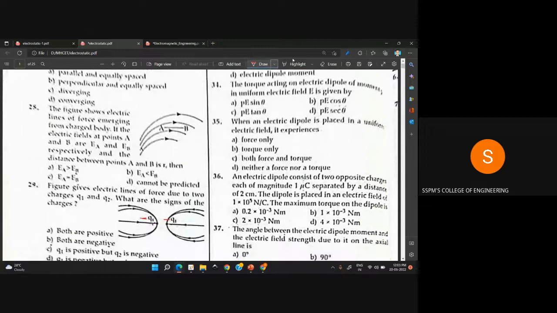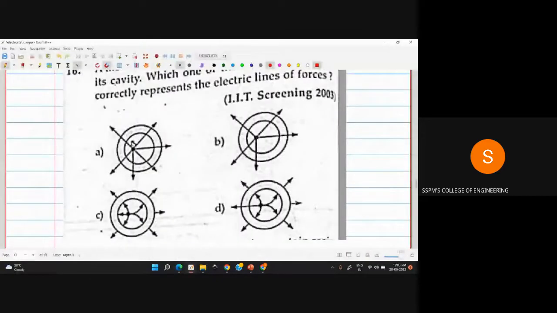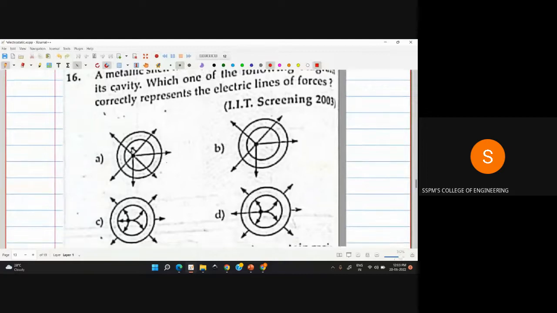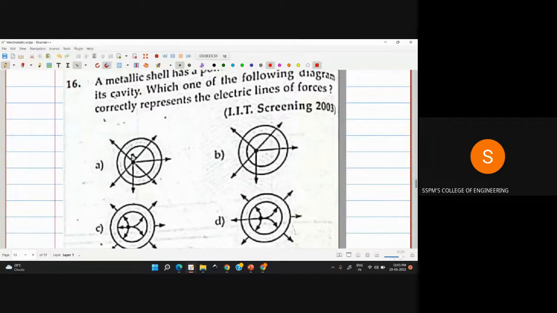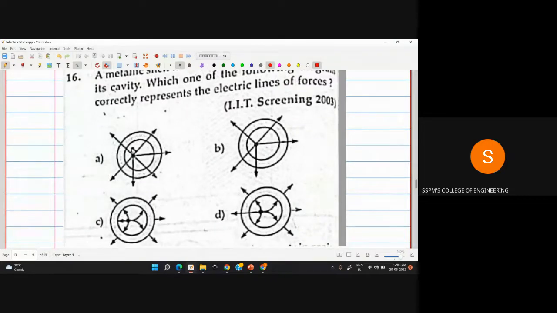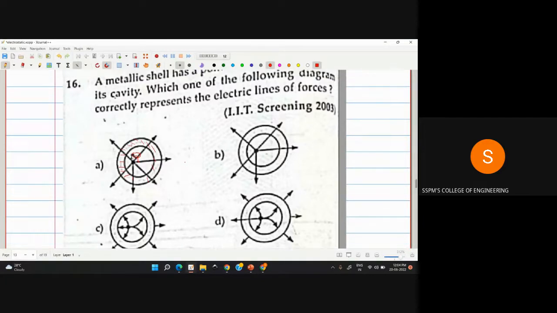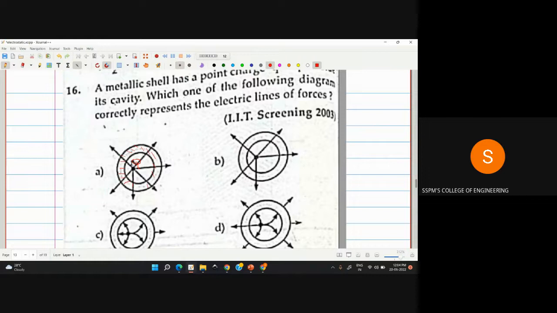Now here, look at this question. This question was asked in the IIT exam. You can read the question first. The metallic shell is given. So this shell, or sphere, we can say, the metallic sphere is given, and the sphere is a hollow sphere, and inside the metallic sphere there is a charge Q placed, isn't it? And you have to identify which figure correctly represents the electric field or lines of electric field.